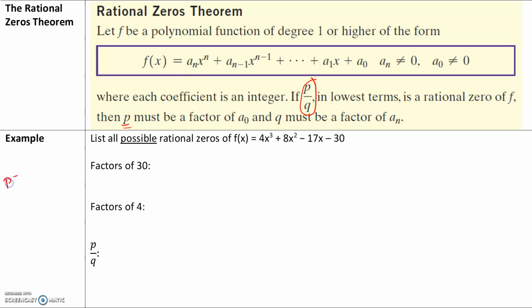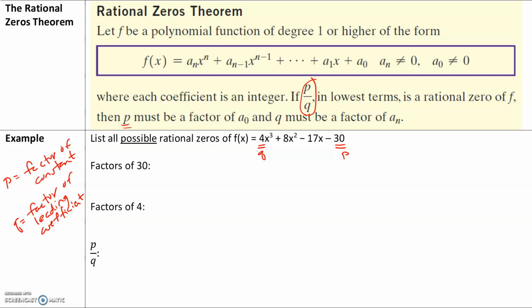Okay, so in this case, p is going to be a factor of the constant, and q is going to be a factor of the leading coefficient. And any possible zero that f of x can have is going to be in the form of p over q. So we want to list all the possible rational zeros of this polynomial. Now p is 30 and q is 4. So p is the constant and q is the leading coefficient.